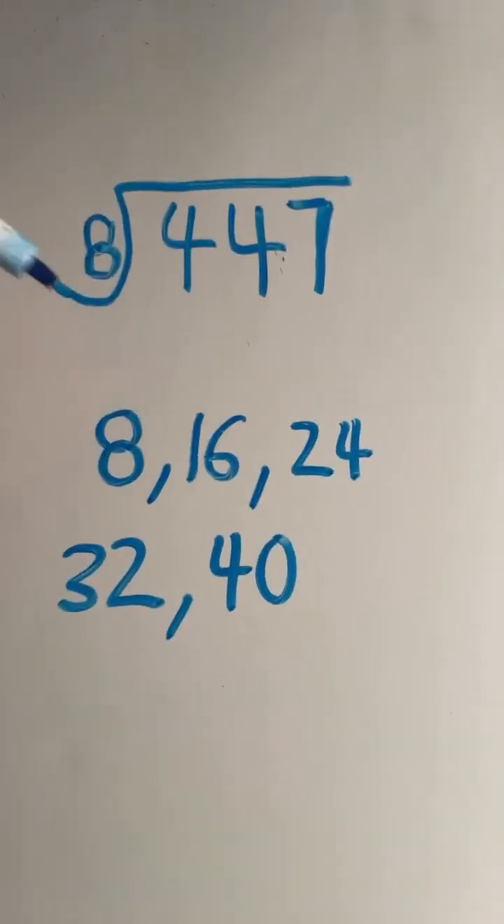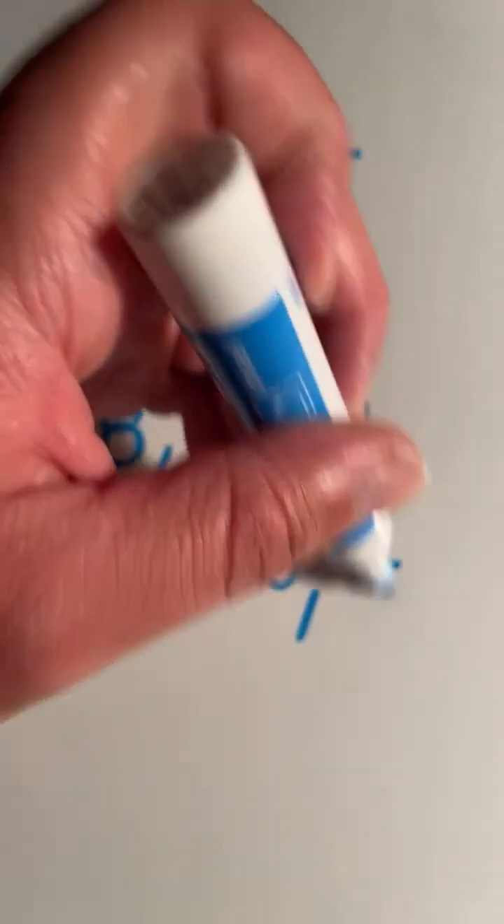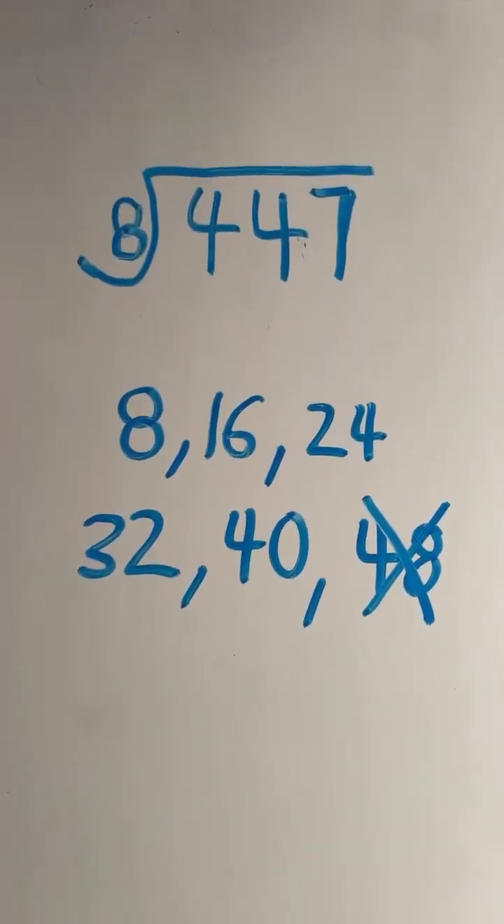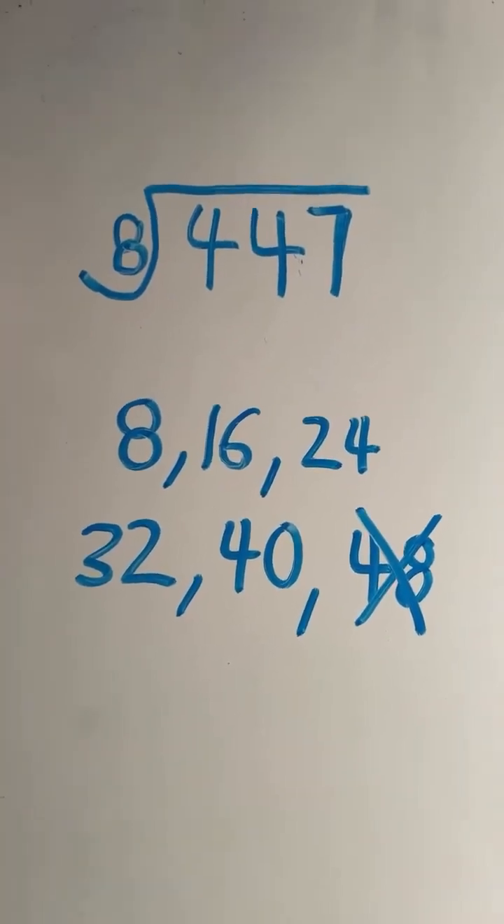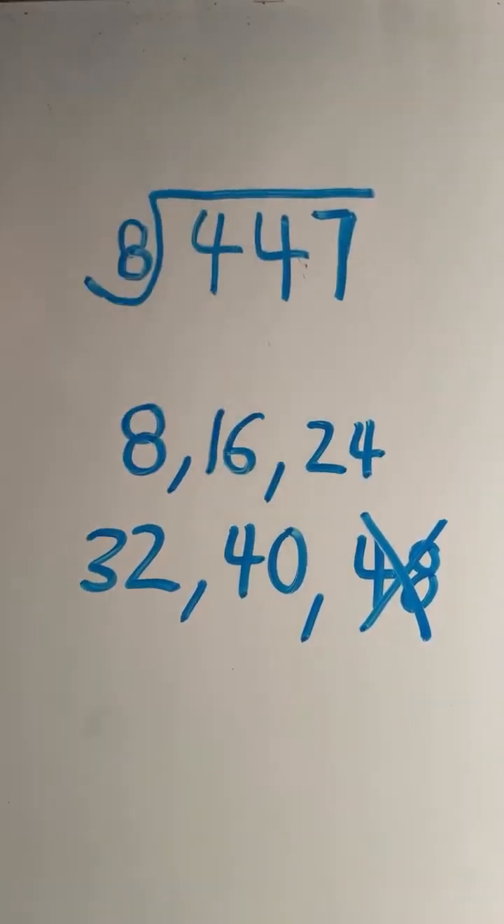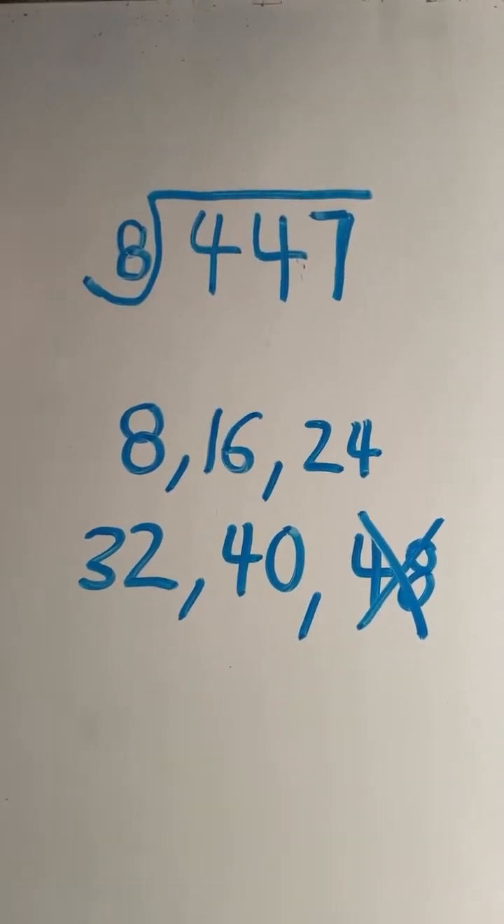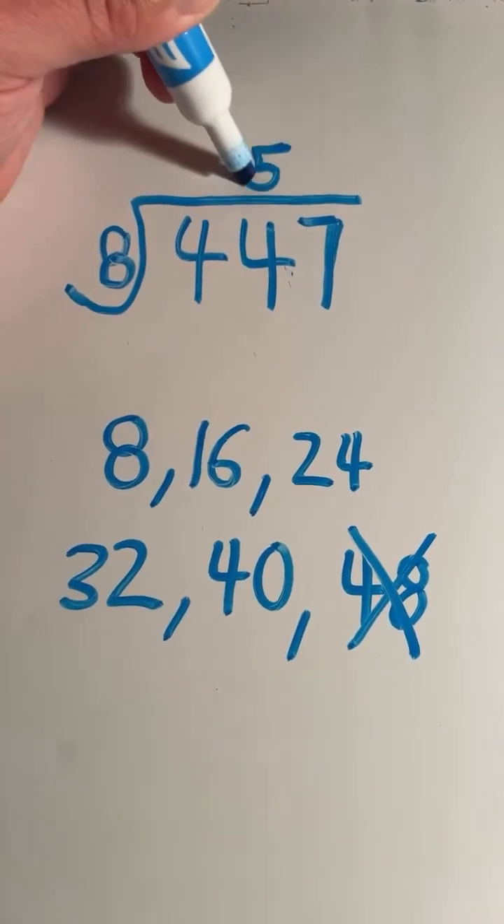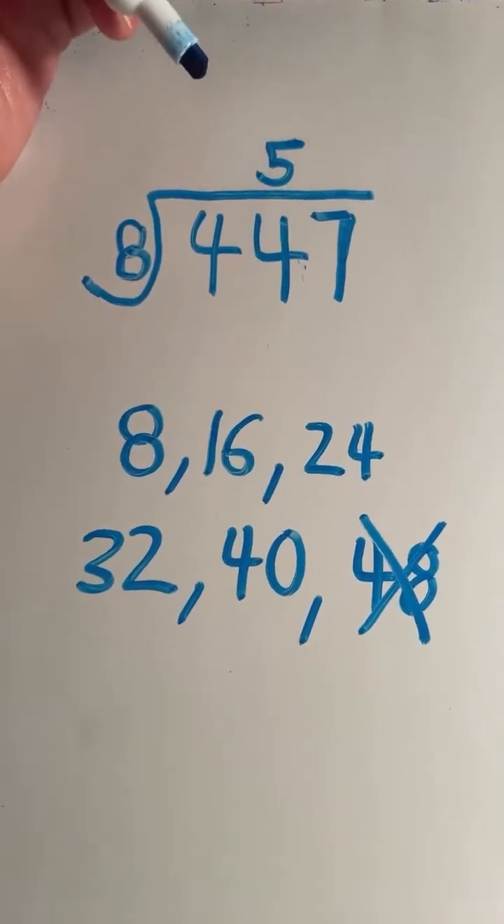Now, if I count by 8 again, we'll be too far. We'll be past 44 if I count by 8 again. So we were not able to get a 6th group in there. But we ended up counting by 8, 1, 2, 3, 4, 5 times. So 44 divided by 8 equals 5. Now there will be a remainder.